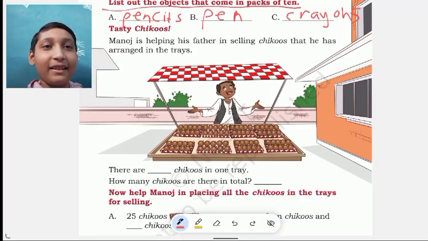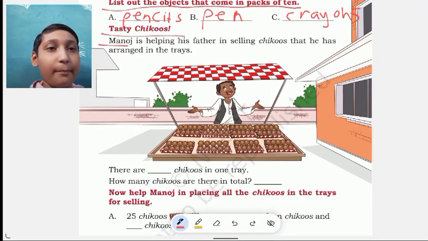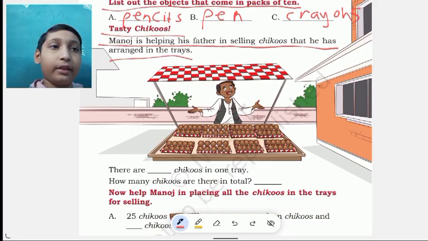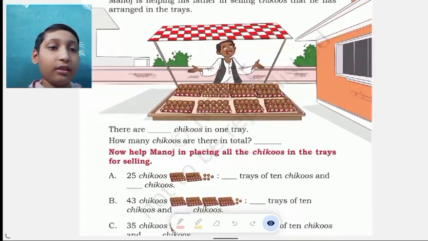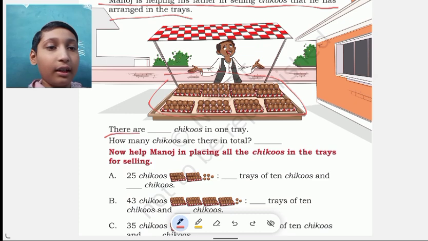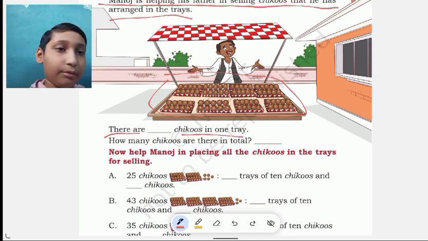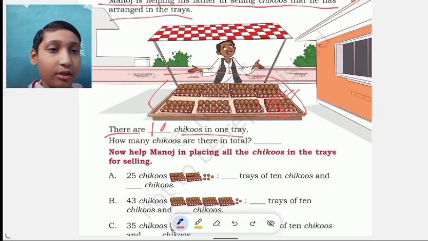Ooh, tasty chikus. Manju is helping his father in selling chikus that he has arranged in these trays. So Manju is helping his father sort out these chikus in his father's shop, and he has arranged them in trays. There are dash chikus in one tray, so we have to count: 1, 2, 3, 4, 5, 6, 7, 8, 9, 10 chikus. I have to write 10. There are 10 chikus in one tray.